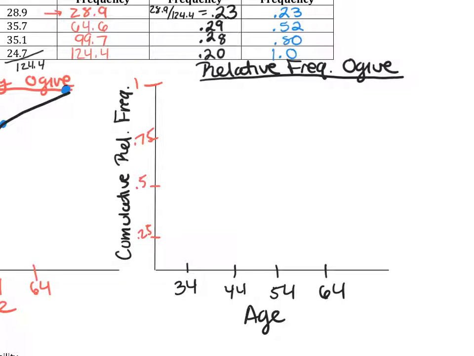And again, if you want to do your cumulative relative frequency in terms of percents instead of decimals, that's fine too. You just go up to 100% instead of 1.0 or just 1.